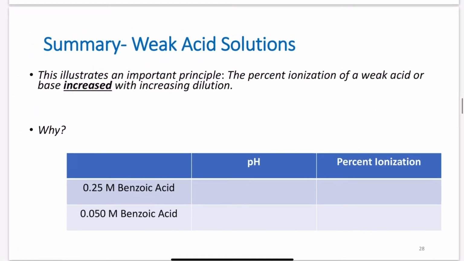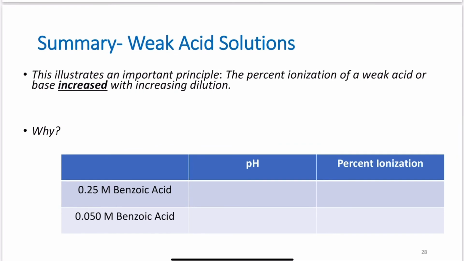So a summary from what we just saw, this illustrates an important principle. We see the percent ionization changing. The percent ionization of a weak acid or base increases as I increase that dilution. When I had a 0.25 molar benzoic acid solution, I had a pH of 2.40, percent ionization of 1.6%. But when this solution was diluted to 0.05 molar benzoic acid, my pH was 2.74 and my percent ionization is 3.6.